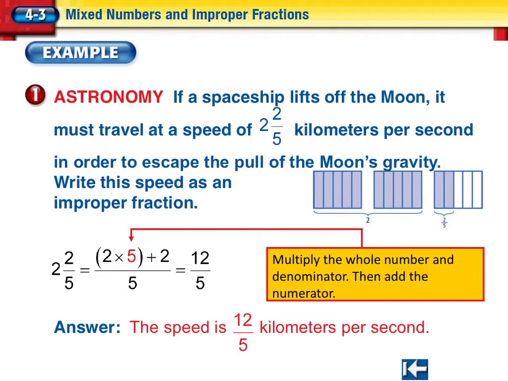We multiply the denominator by the whole number, and then we add the numerator. So we're going to take the denominator, which is 5, and multiply it by 2, which is our whole number. Because we know there are fifths, and we've got 2 wholes, that's going to be 10/5. 2 times 5 is 10. Plus we're going to add this 2 to it. So we have 2 times 5 plus 2, which gives us 12. And we're still talking about fifths. The size of our piece of pie always stays the same, fifths. So 12/5 is the improper fraction.